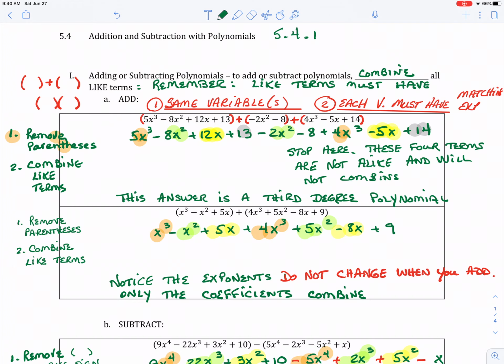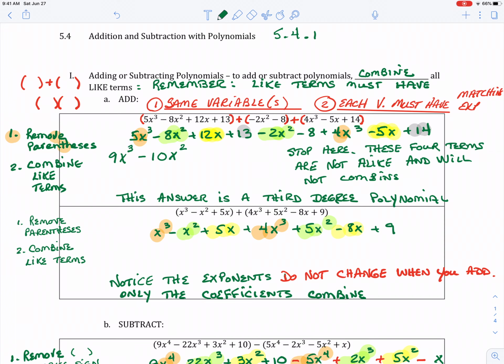And notice that the part that combines is the numerical coefficient, and the base and the exponent remain the same. All right, so the next two that I've highlighted here with this light green are negative 8x squared and negative 2x squared. Again, the same variables with the same exponents. I'm going to combine those and get negative 10x squared. And again, the only part that I do any work with are the numerical coefficients. The exponents and the base remain the same.